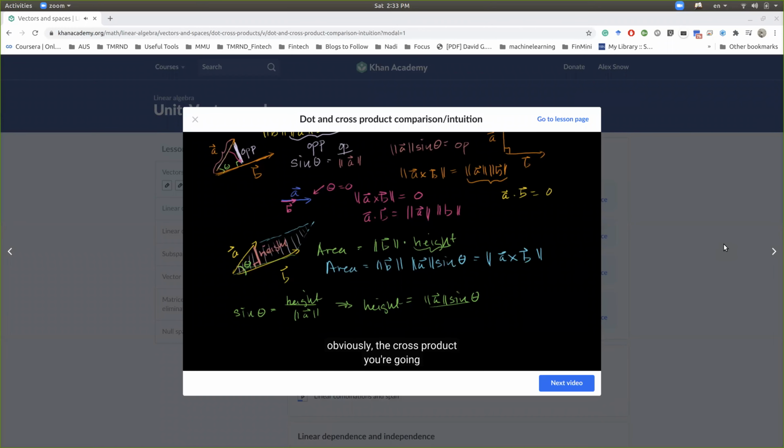Obviously, with the cross product you're going to get a third vector, but the length of that third vector is equal to the area of the parallelogram that you can create from those two vectors. Anyway, hopefully you found this a little bit intuitive, and it'll give you a little bit more of a sense of what the dot product and cross product are all about.